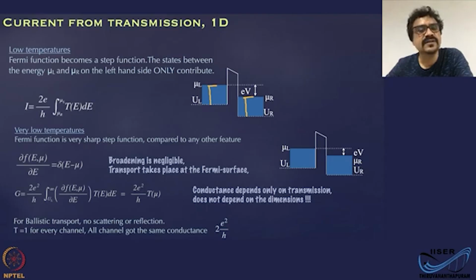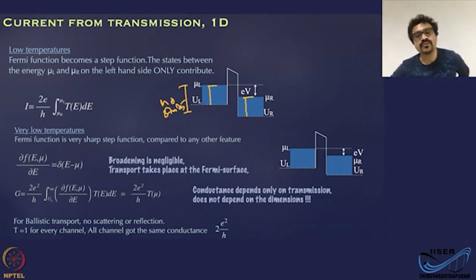What that means is all the states until mu L are full, so there are no vacant states on the left side, because it's a step function and all the states below mu L are full. They are not ready to receive any electrons from the right side. All the states above mu L are empty. Similar case for the right electrode also.